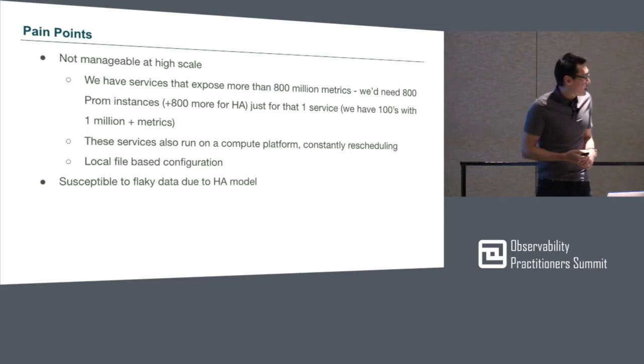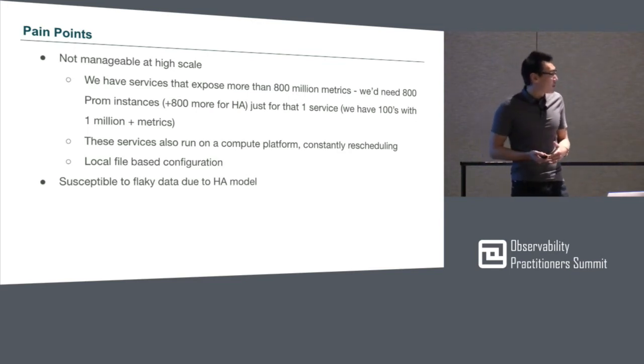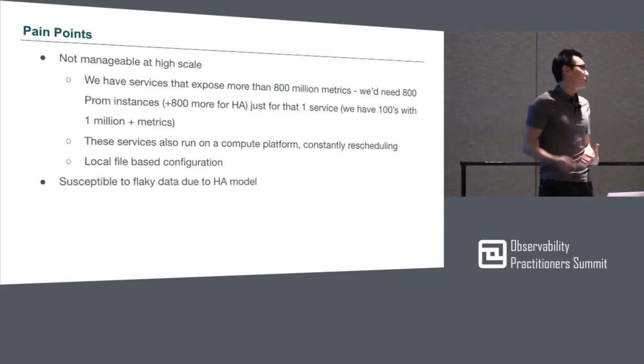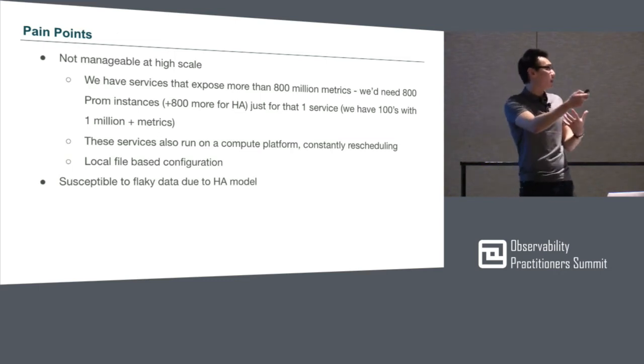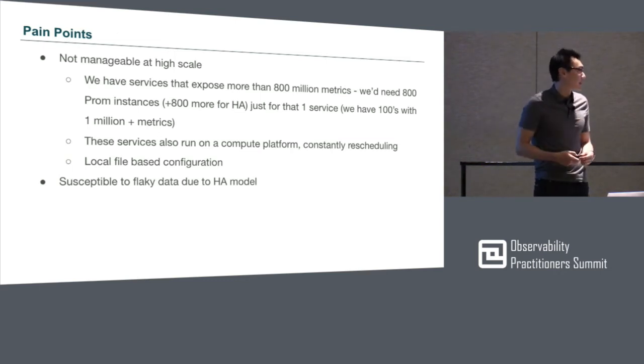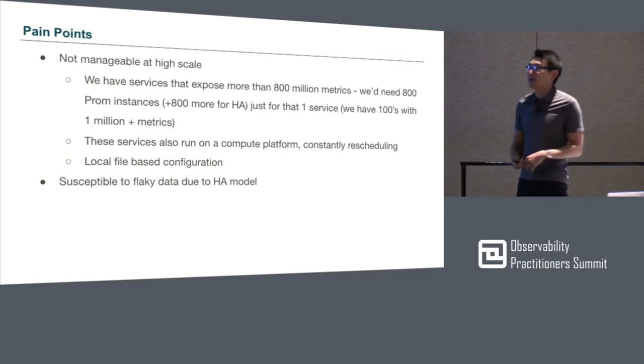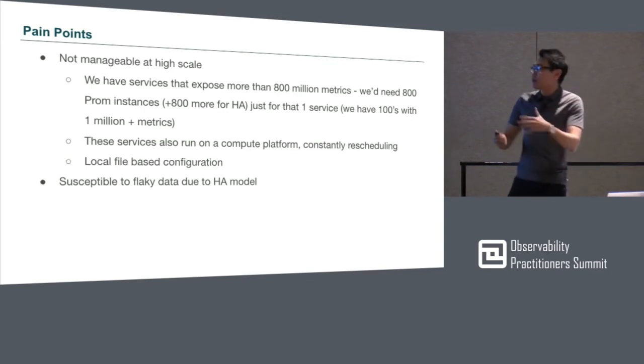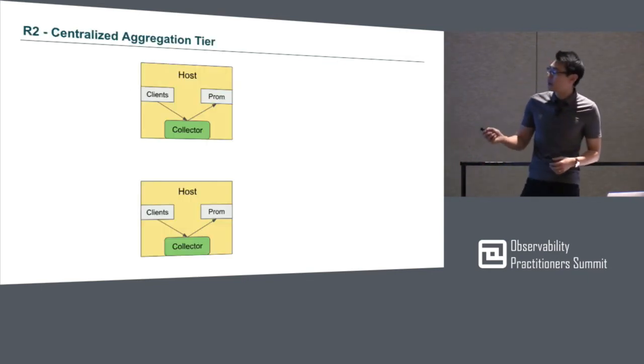The other thing is the high availability model of Prometheus is I have two instances. Either can alert, but they don't really merge, or can't really do a quorum read or anything between them.